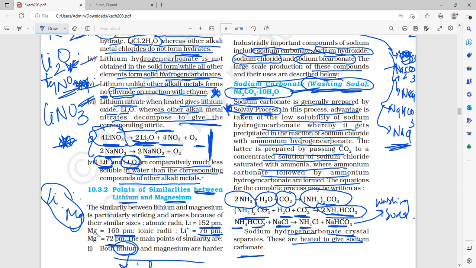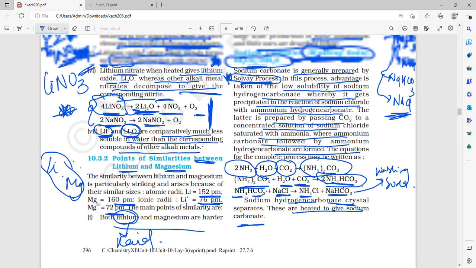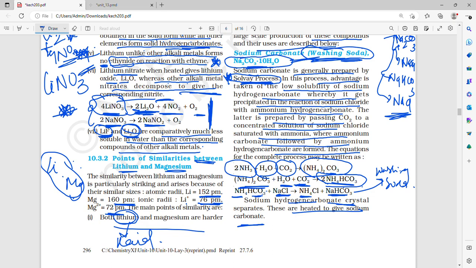Sorry, sodium bicarbonate, something else. This is also for limestone and all, na? Yeah, sorry. Sodium carbonate or washing soda, that is Na2CO3.10H2O. Sodium carbonate is generally prepared by Solvay process.